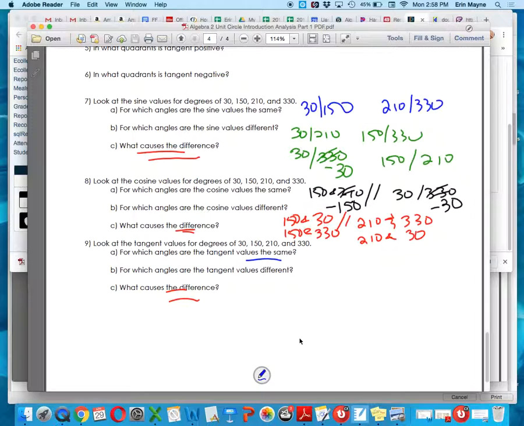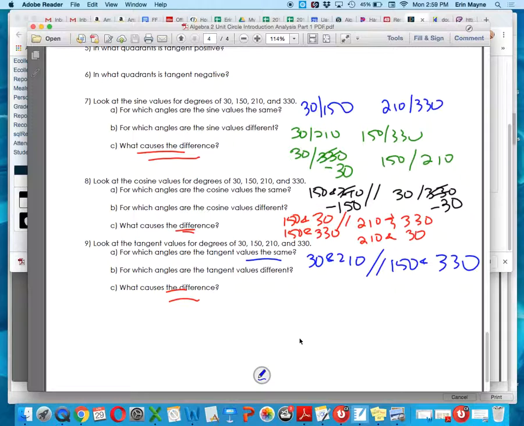Catherine. Okay, what did we just say? What are we noticing over and over again? How far apart are these? 180. What else is the same? 150 and 330. There it is.